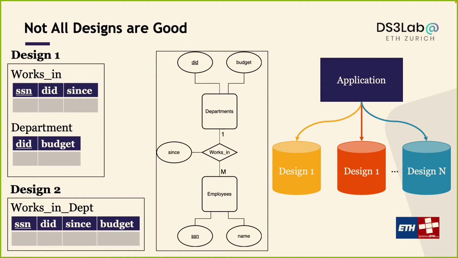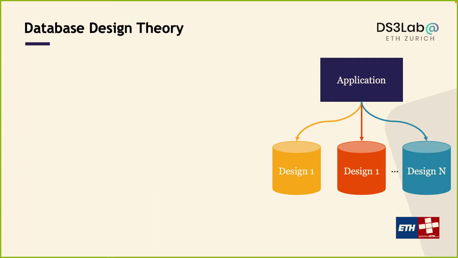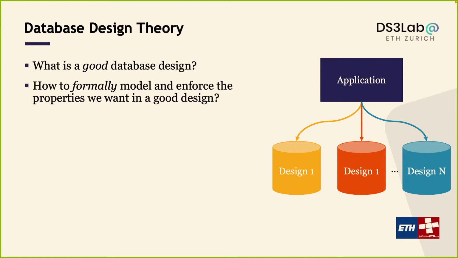There are so many different ways you can design this logical schema. And we need to come up with some theory, some principle that really provides us a guideline about how to think about these different designs. What properties do they have, what is a good design, and what is a bad design. And that is what we are going to talk about today. So that goes to the database design theory, right? The fundamental question is actually what is a good database design, and also how to formally model and enforce the properties that we want in a good design.